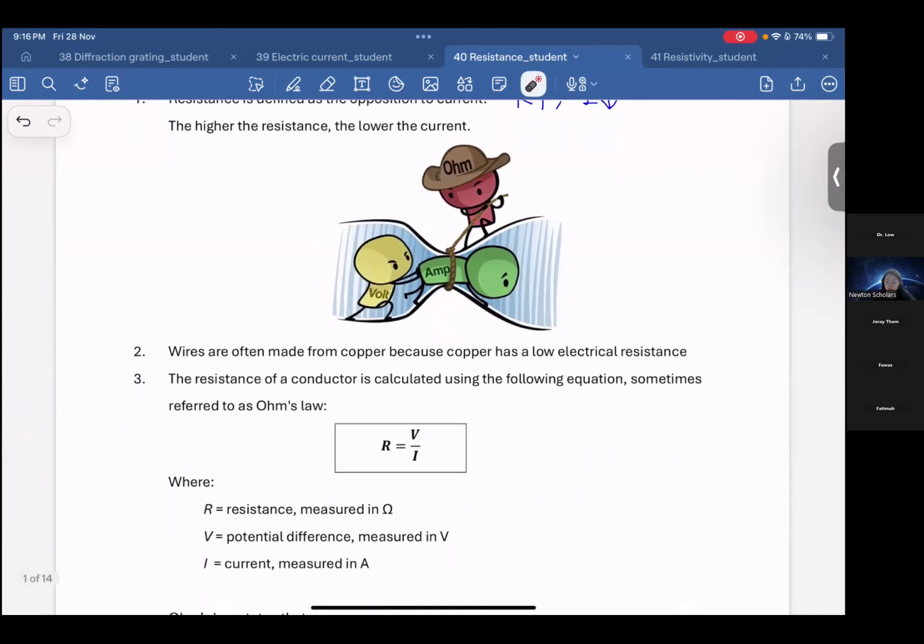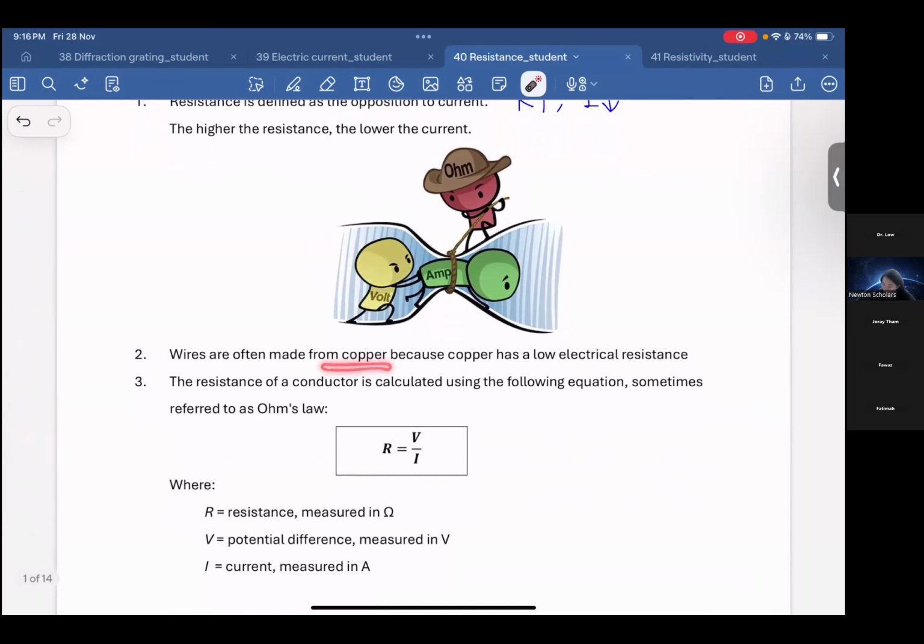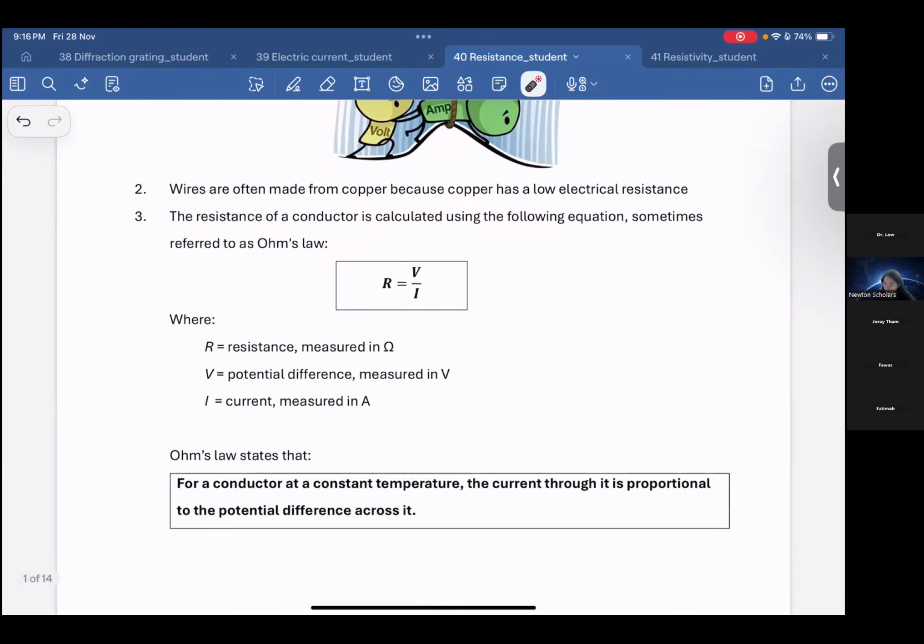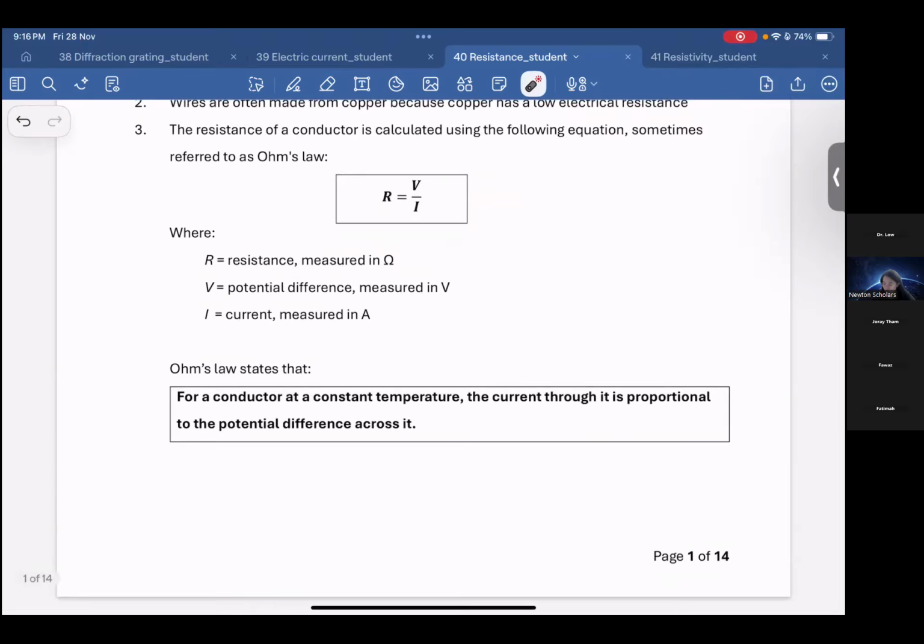Wires are often made from copper because copper has a lower resistance. In the lab, the crocodile connecting wire actually has copper wire inside. Resistance of a conductor can be calculated using the formula of Ohm's law, V equals IR. This one we know already. Just recall, Ohm's law says that at a constant temperature. This definition is important because past year questions like to ask you to define Ohm's law. It must be constant temperature.